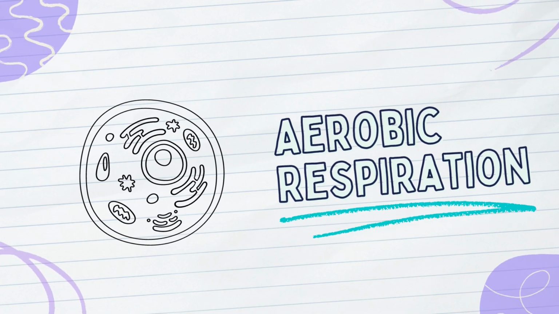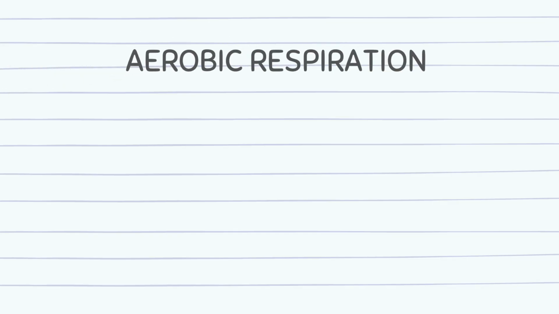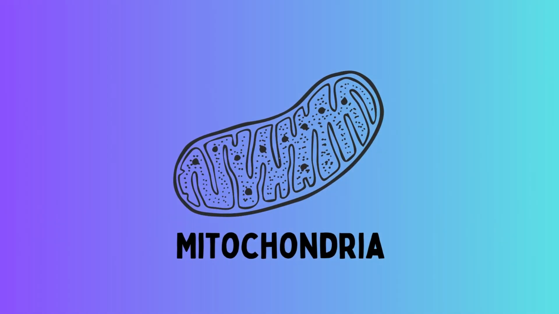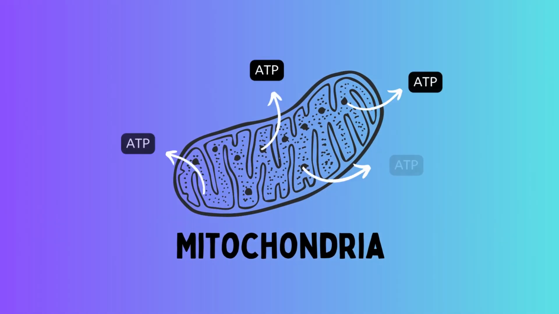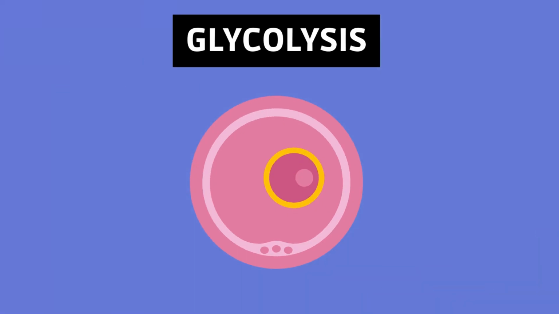Aerobic respiration. Aerobic respiration happens all the time in your body. The process takes place specifically at the mitochondria to produce ATP. Glycolysis. This is the first step which takes place in the cytoplasm of the cell.